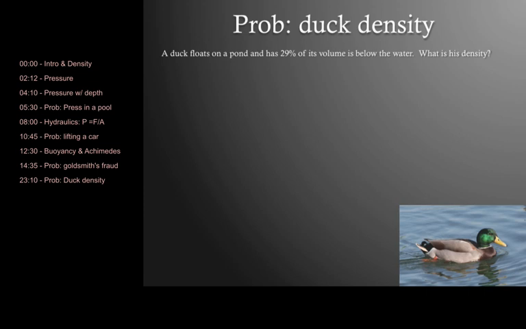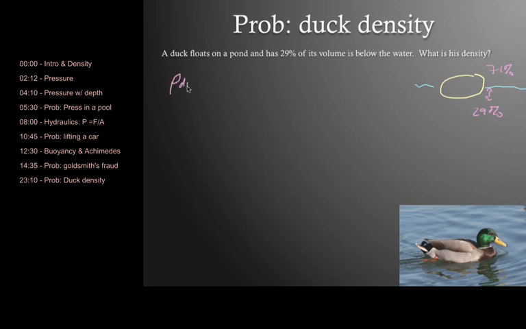All right, let's consider one last problem that is not quite as tricky as the last one, but it's still very informative. So what is the density of this duck? So let's look at our duck. The duck is floating in water, and we're going to say that 29% of its volume is below the water. And that would leave us with a nice 71% above the water. That's the part of the duck that we can see. So what is the density of the duck?